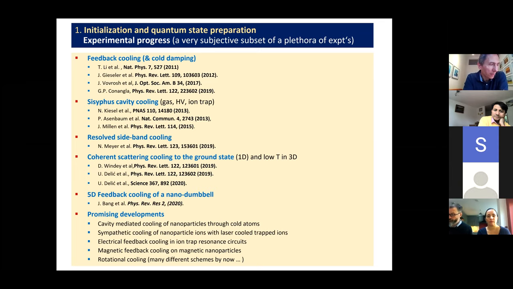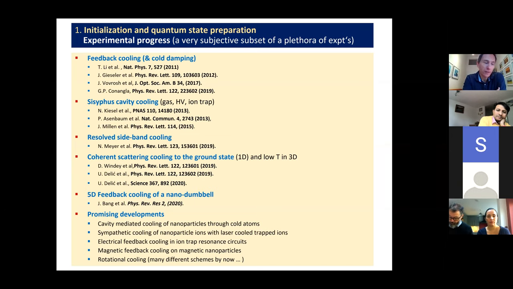Just to mention the big and tremendous progress that has been made in many groups now is this quantum state preparation, the internal cooling of nanoparticles, mostly silicon or silicon dioxide particles. The first experiments in the field were really on feedback cooling, in Mark Raizen's group with Tongcang Li, and then Lukas Novotny's group with Jan Gieseler, Hendrik Ulbricht, the Bob Roche group, and Romain Quidant's group at ICFO. So there's been continuous progress in feedback cooling, cold damping, and almost to a trapped ground state nowadays.